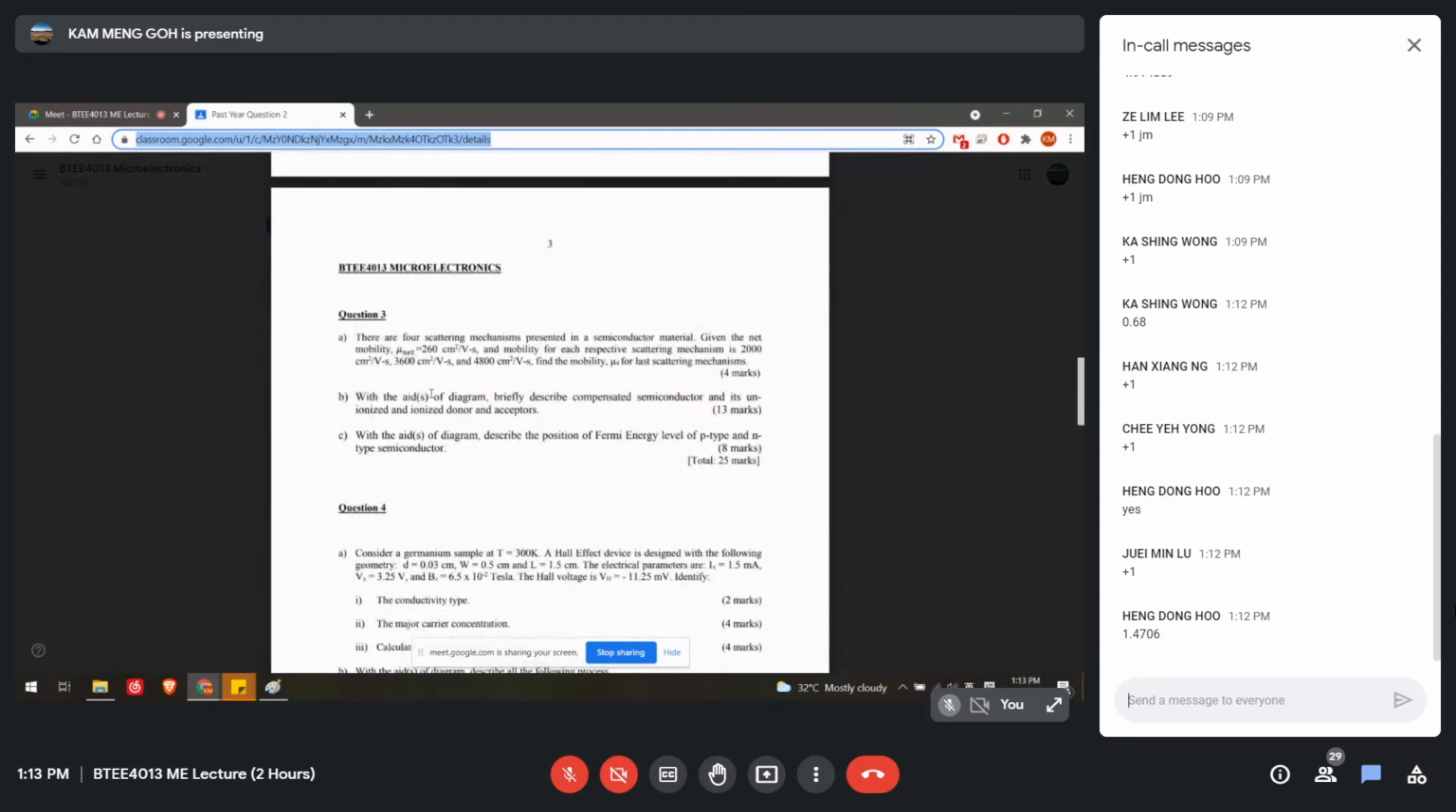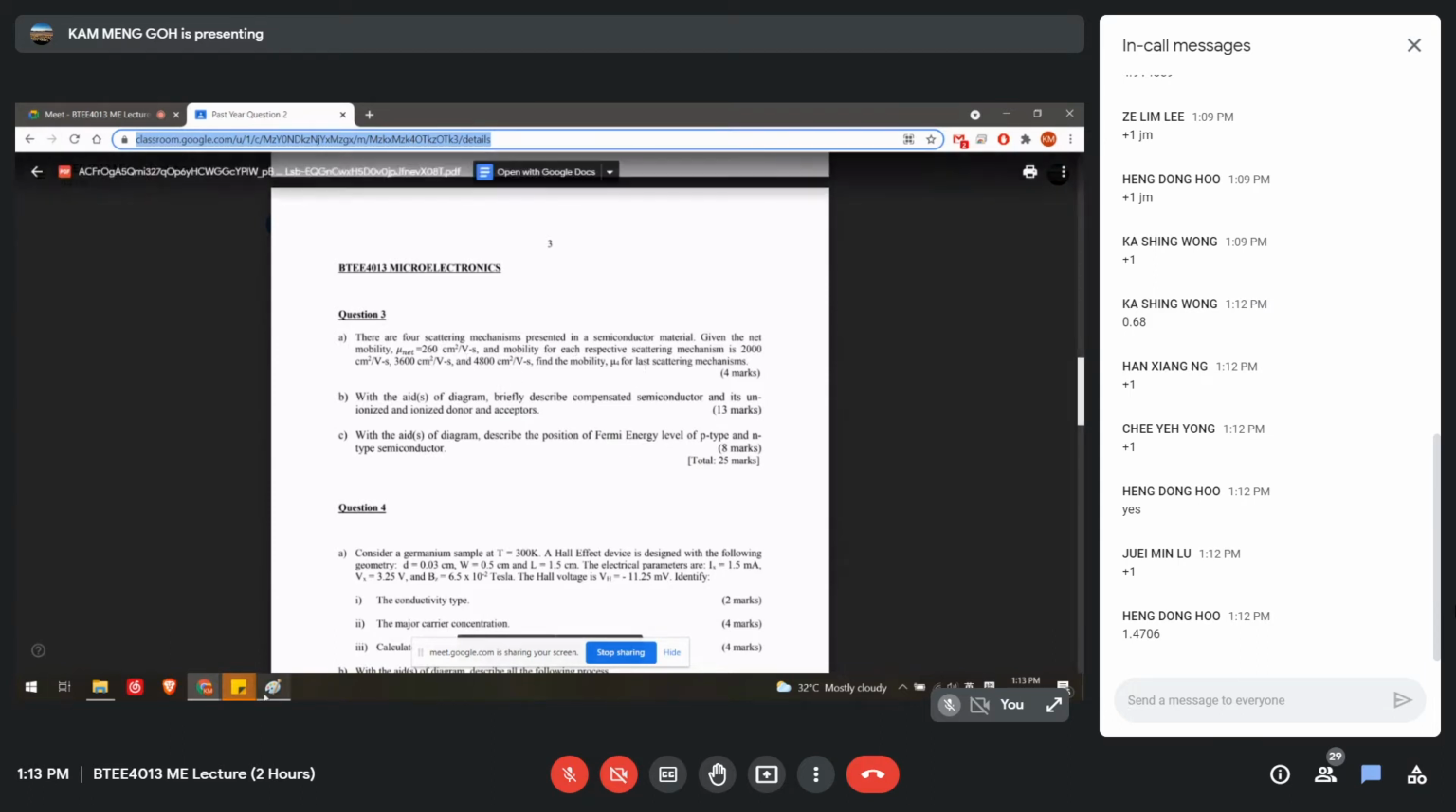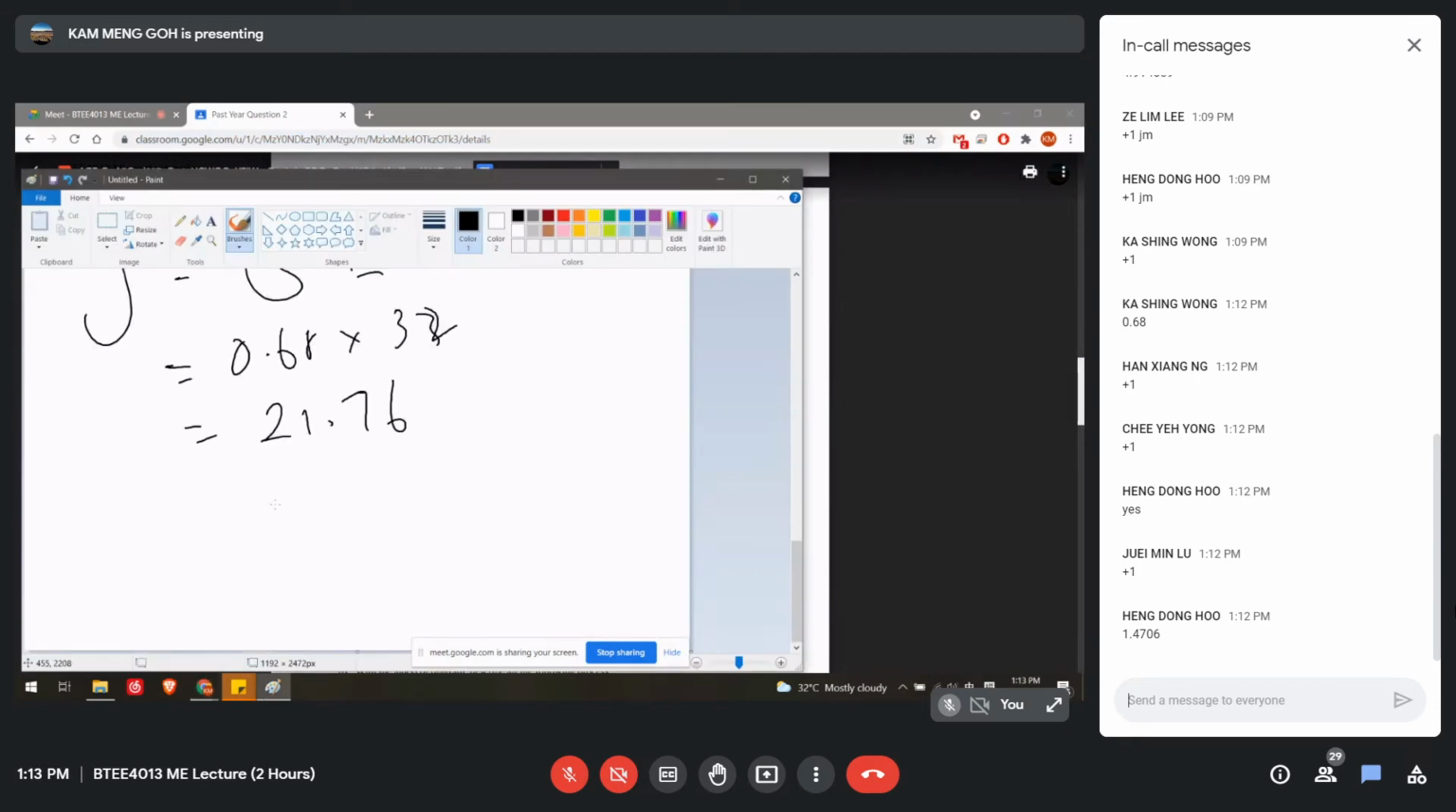Okay, there are four scattering mechanisms present in the semiconductor material, given the mobilities are 2000, 3006, and 4008 respectively. Then what is the total mu? Okay, the solution is very simple. Mu total is mu1 plus mu2 plus mu3 plus mu4.